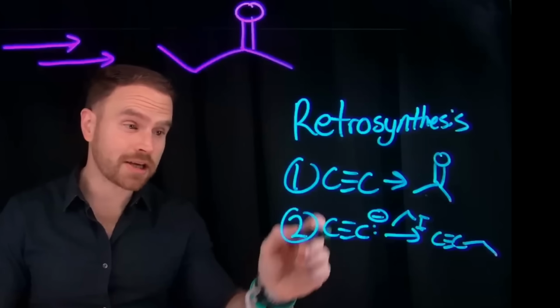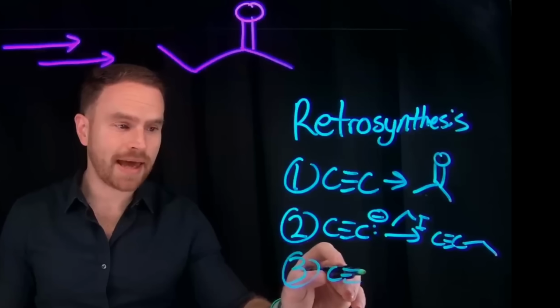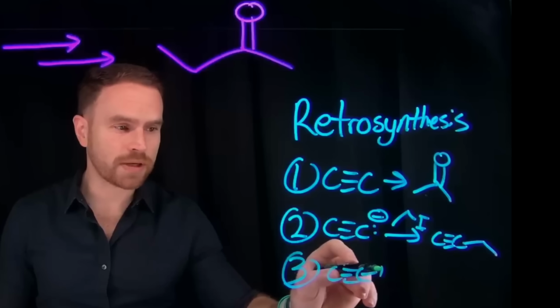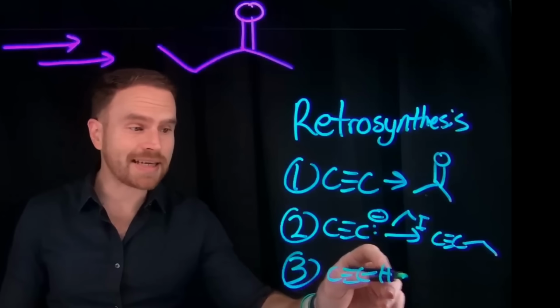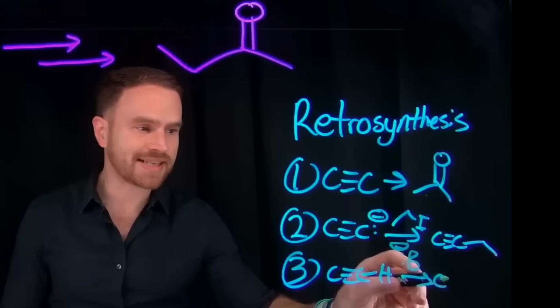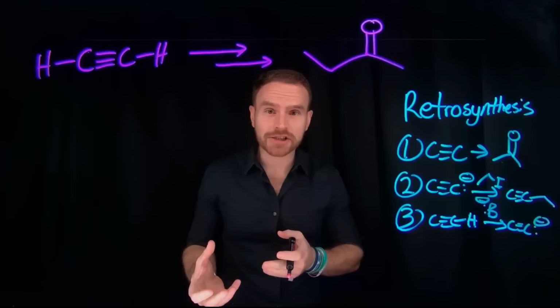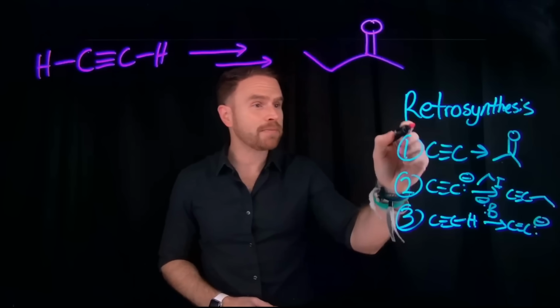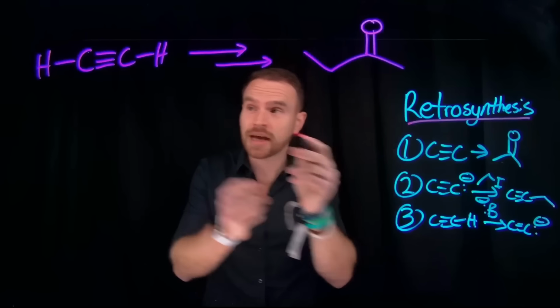And I know that I can create this acetylide anion if I simply deprotonate acetylene. So if I have that carbon-to-carbon triple bond with a carbon-to-hydrogen bond coming off of it, I can deprotonate that with a really strong base in order to get that acetylide anion. So notice that I have a mastery of all the different reactions covered in organic chemistry, and then I'm using retrosynthesis in order to work my way backwards from the product to the starting material.